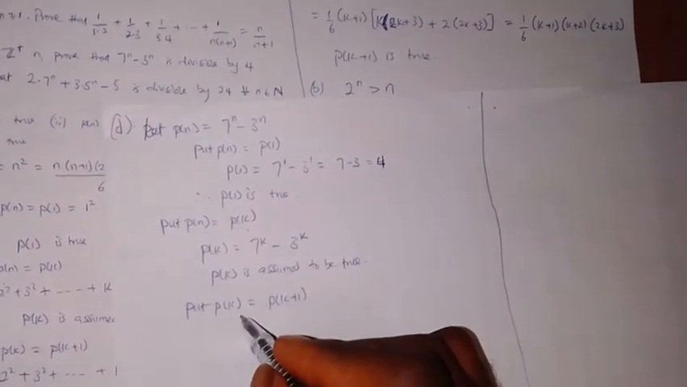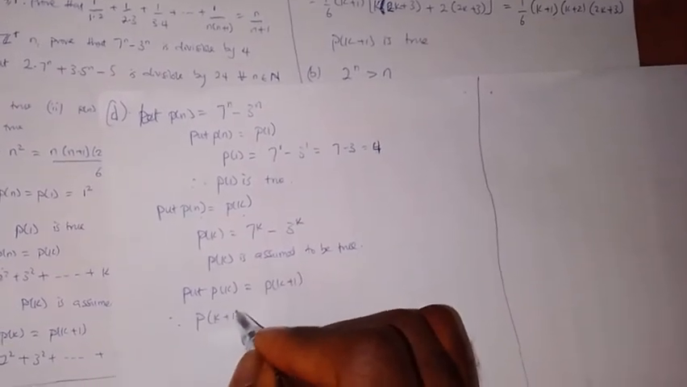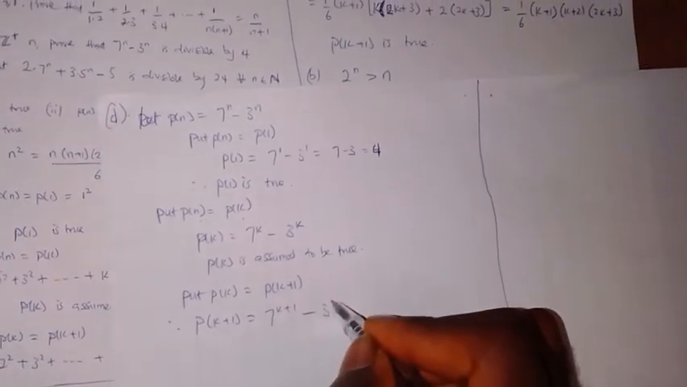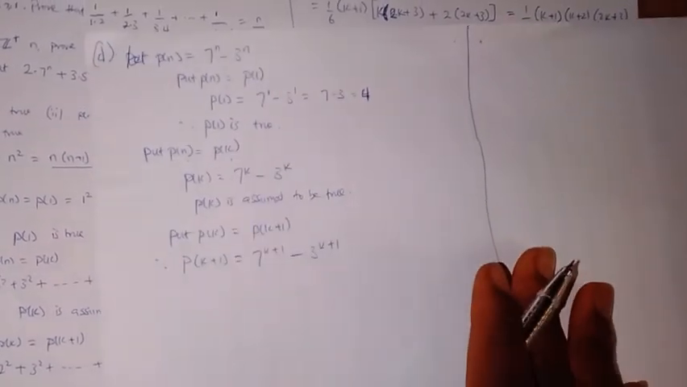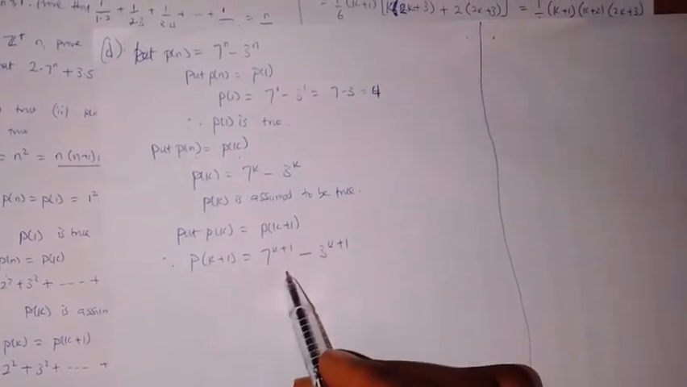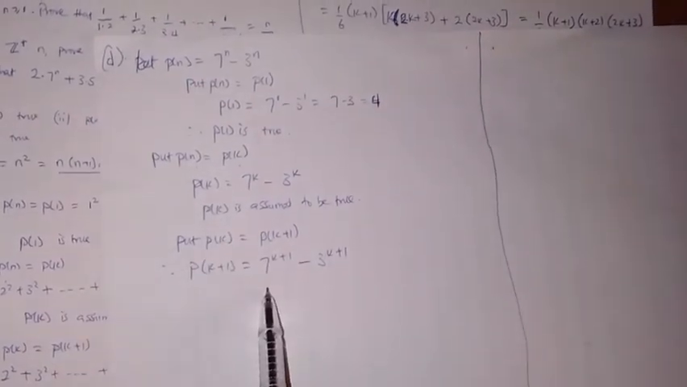It means wherever I see k, I'm going to put k plus 1. Therefore, P of k plus 1 now becomes 7 raised to the power k plus 1 minus 3 raised to the power k plus 1. Now remember, I have to transform this P of k plus 1 in a way that I'll substitute my P of k into it.